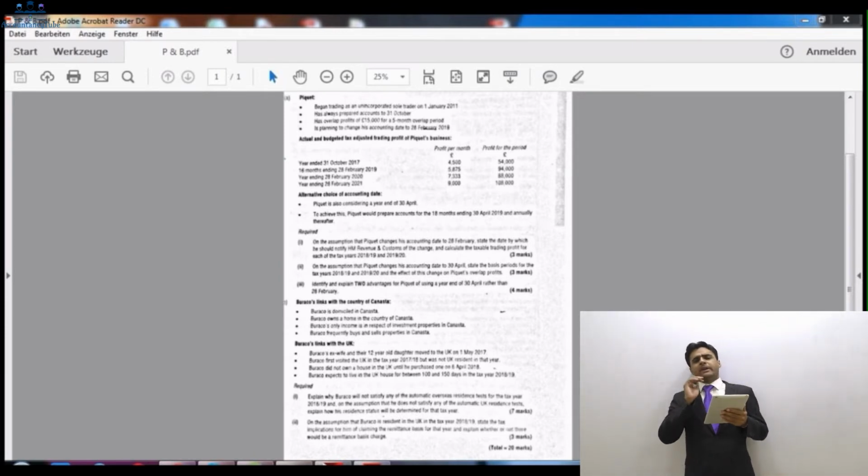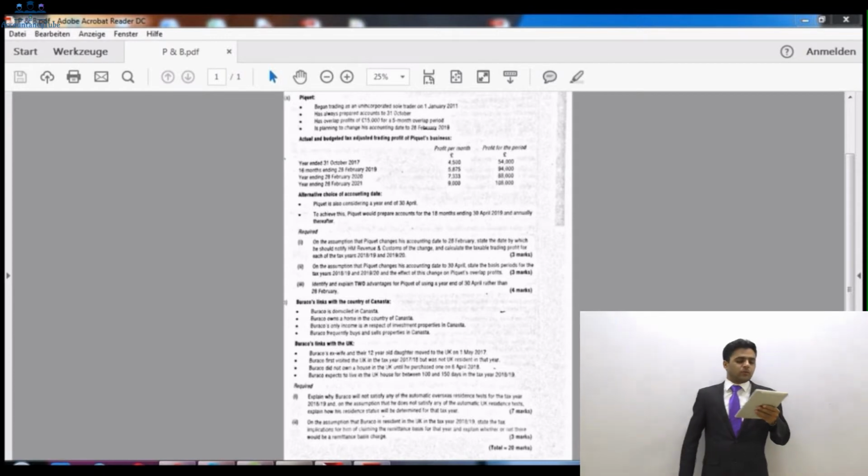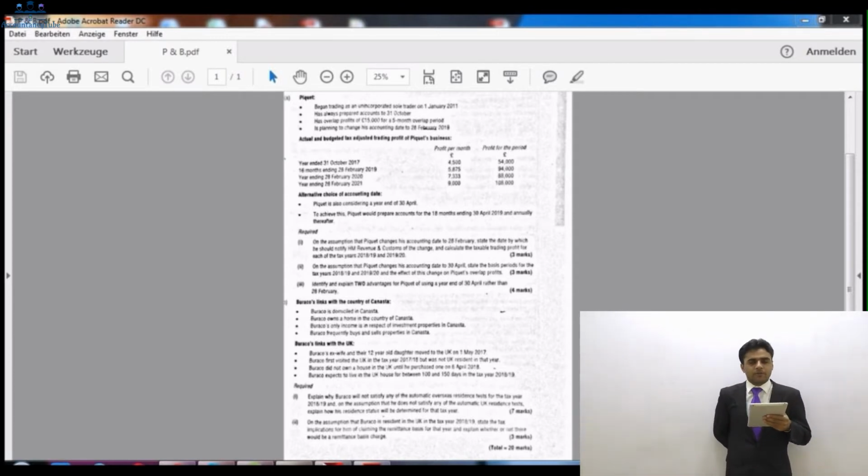How many connections does that person have with the UK? So you will have to see that. And also we have to see how many days he spent in the UK. We know that he spent 100 to 150 days in the UK, and we don't know how many ties he has, so we'll have to see in the question.